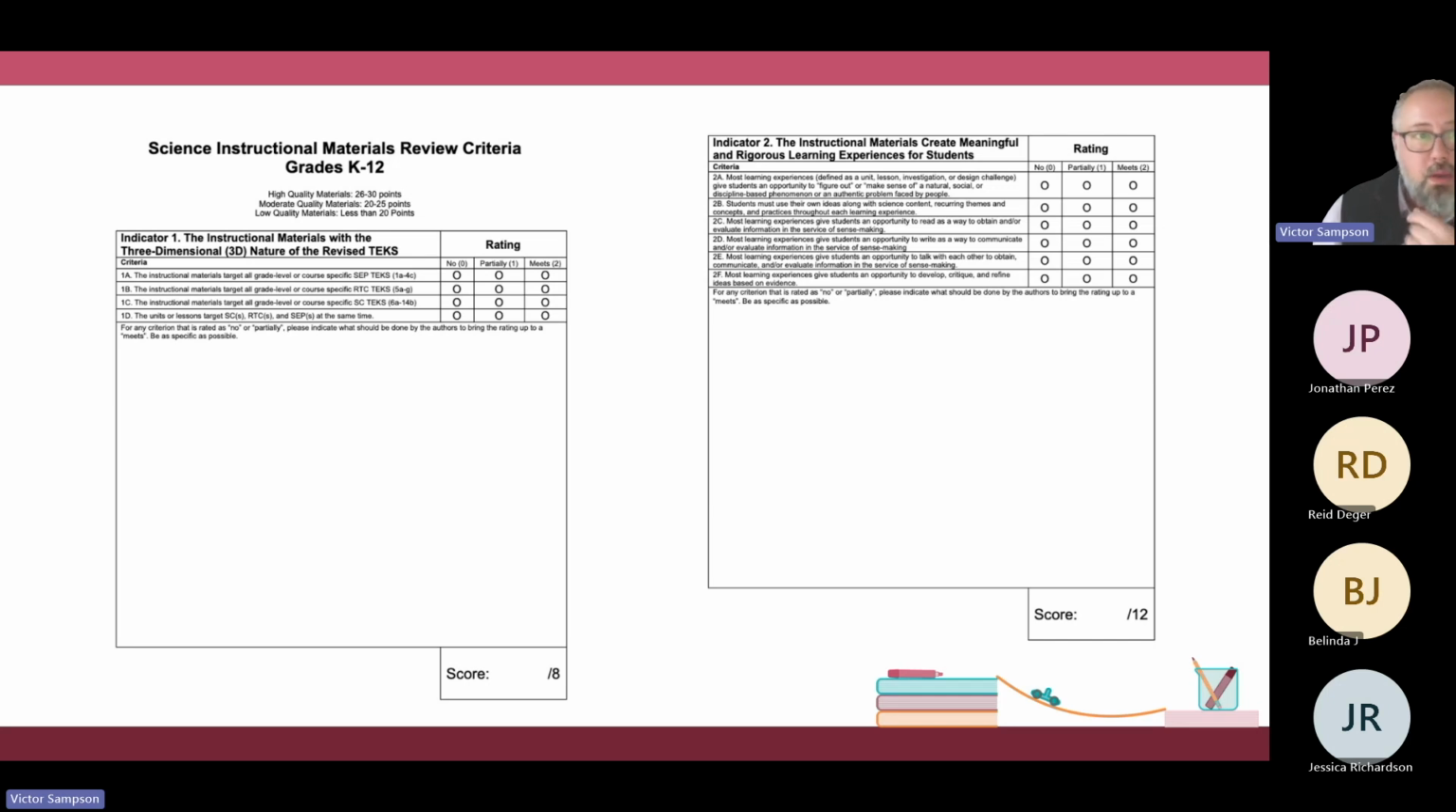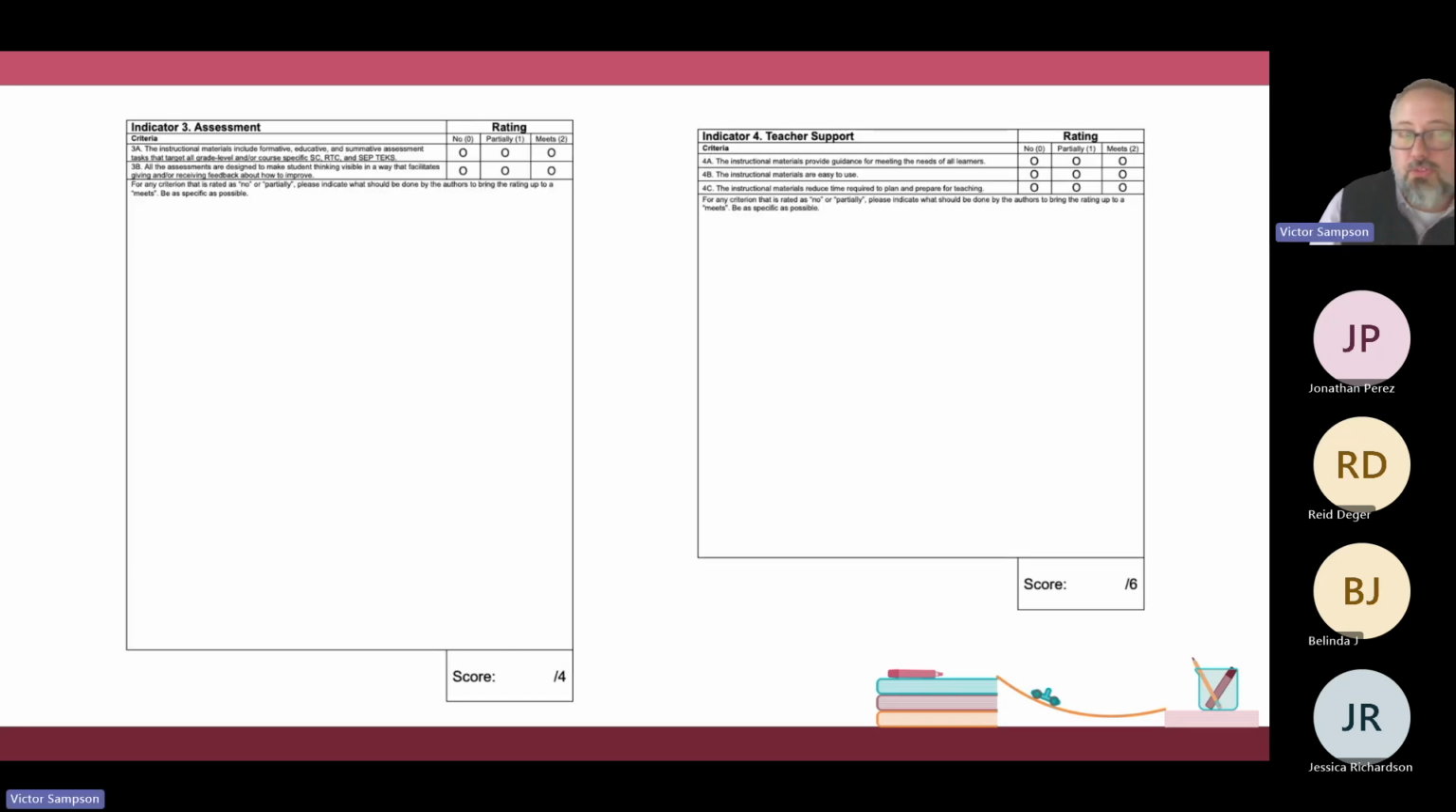So on this one, you can think about this as the indicators of being three-dimensional with the nature of the revised TEKS. We'll talk about that in another webinar that's coming up. Do they create meaningful and rigorous learning experiences for kids? So when you read these, do kids get opportunities to develop, critique, and refine ideas based on evidence, right? Once again, how's the assessment being used? And is there enough teacher support for teachers to be able to put these into good use, right? Which is an incredibly important thing to think about.